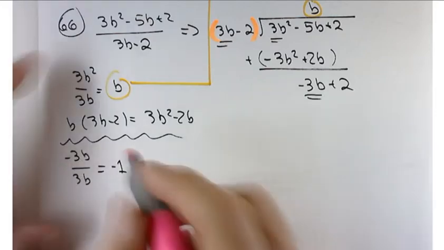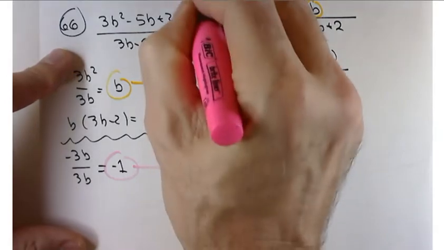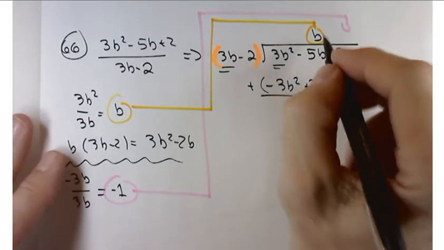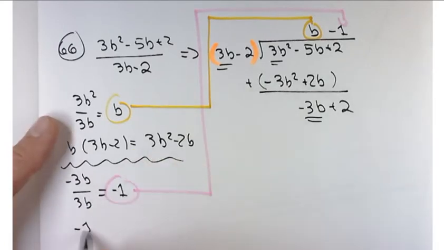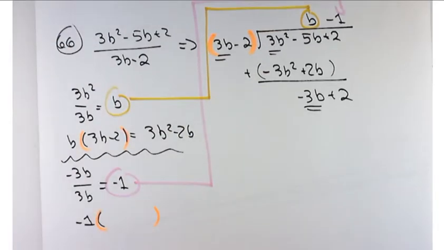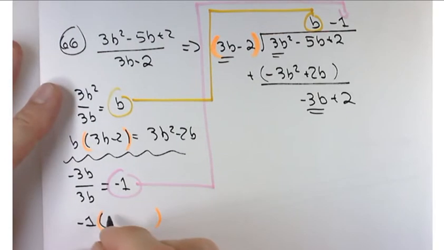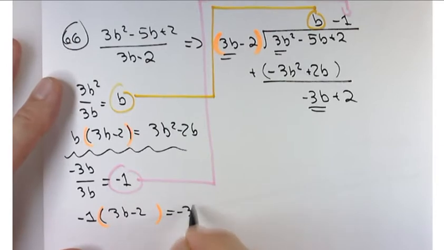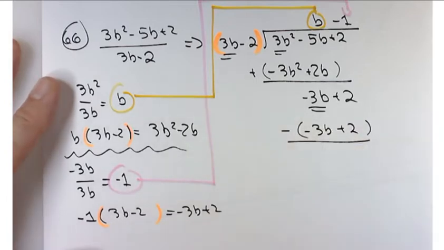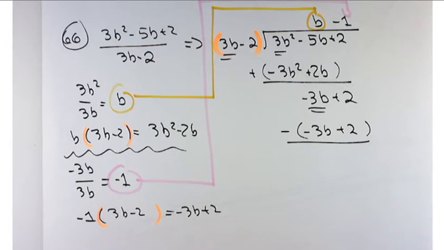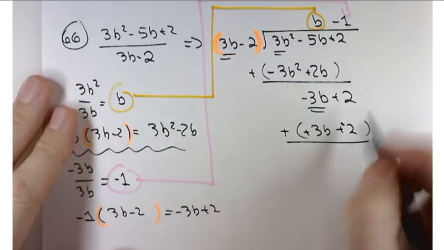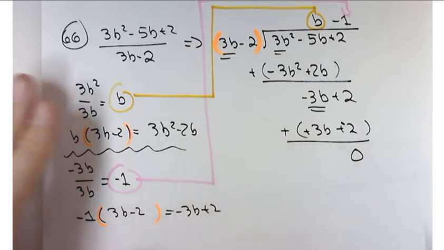So let's take that, put it in its rightful spot. So that's going to go right over here. So minus 1. Then I want to take that minus 1 and multiply it by that term out in front. So let's kind of keep things color coordinated here. 3b minus 2 times negative 1 gives you negative 3b plus 2. Keep in mind that you're going to subtract that term, though. When you subtract, change the signs, then add, what are we left with? 0. So 0 remainder again.